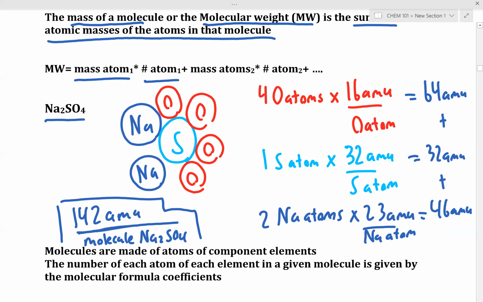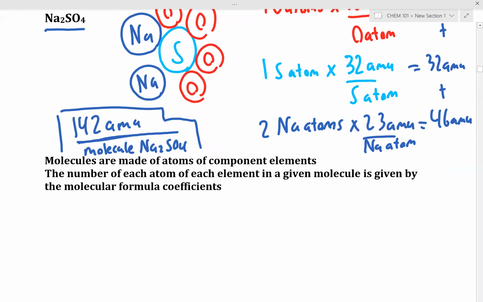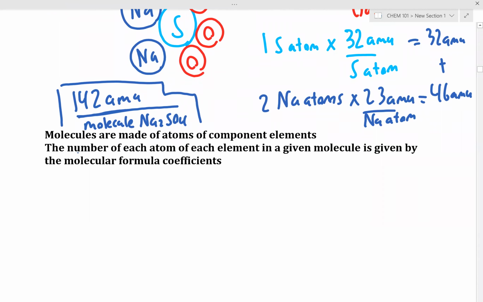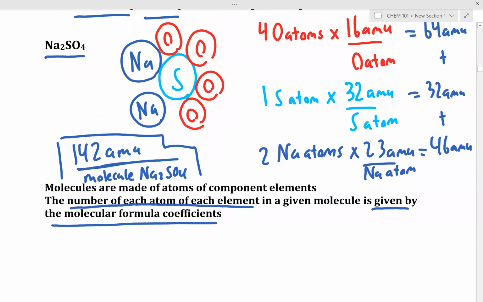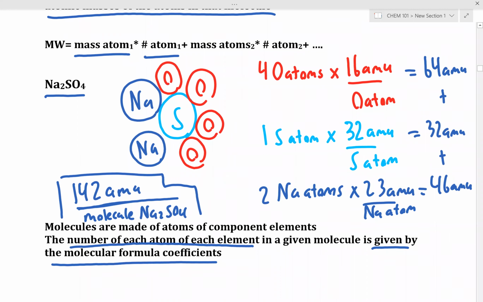Does that make sense? Okay. Now, just as a review, the number of each atom of each element is given by the molecular formula coefficients. As we've discussed earlier, we were able to see from the molecular formula subscripts that there were 2 sodiums, 4 oxygens, and 1 sulfur. So this is why we discussed counting atoms last chapter, so that way you're used to reading formulas so you can calculate the molar mass quickly and efficiently. Any questions on this idea?